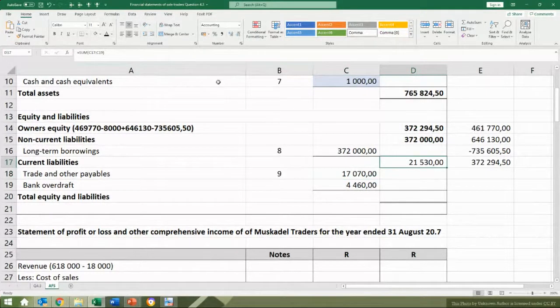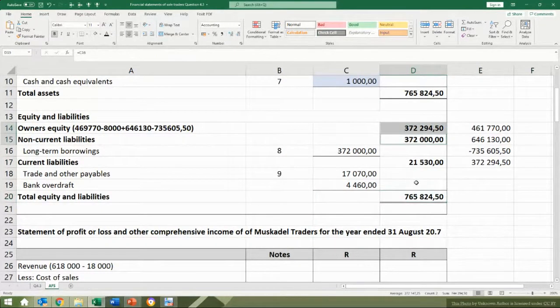And then we would sum that all together to get the total current liabilities. And then if we add the owner's equity, non-current liabilities, and the current liabilities, we get to 76,824. And that is exactly the same as the total assets. So we know that we have captured all the transactions and the debits and credits balance.